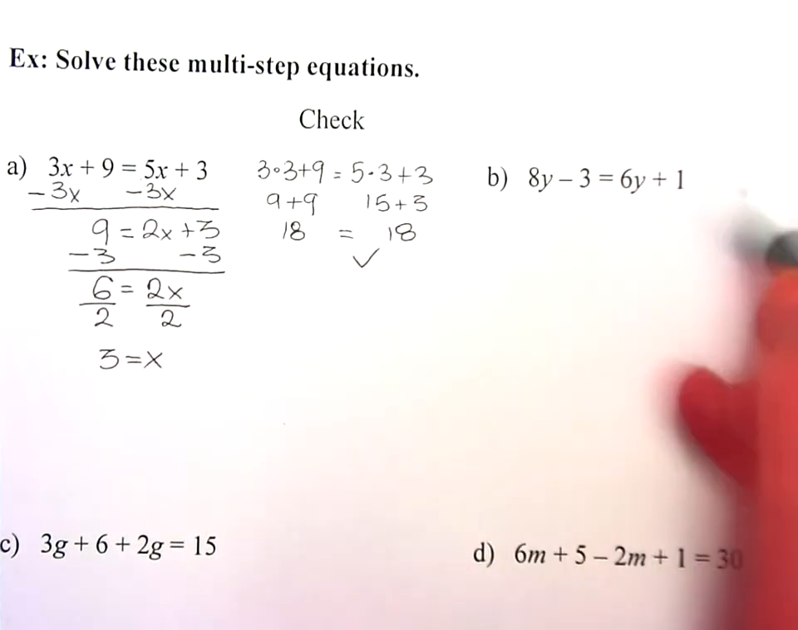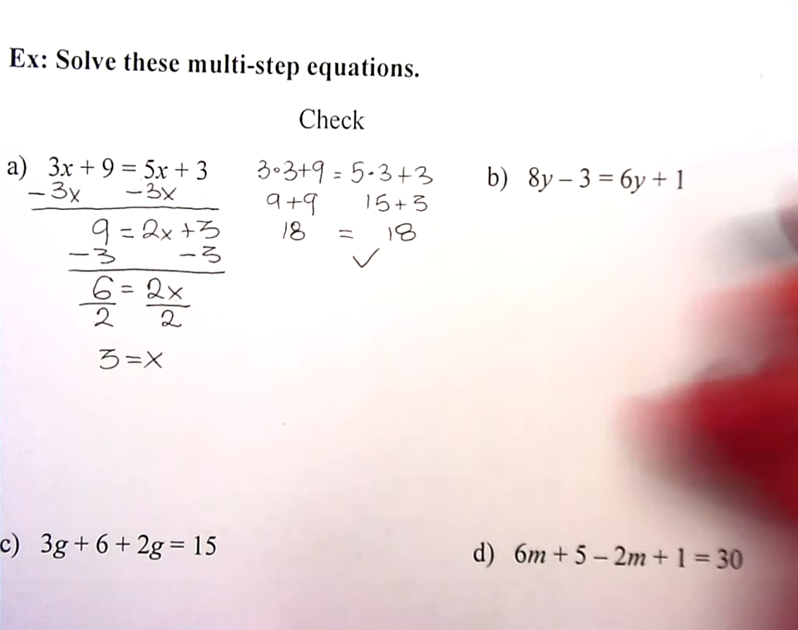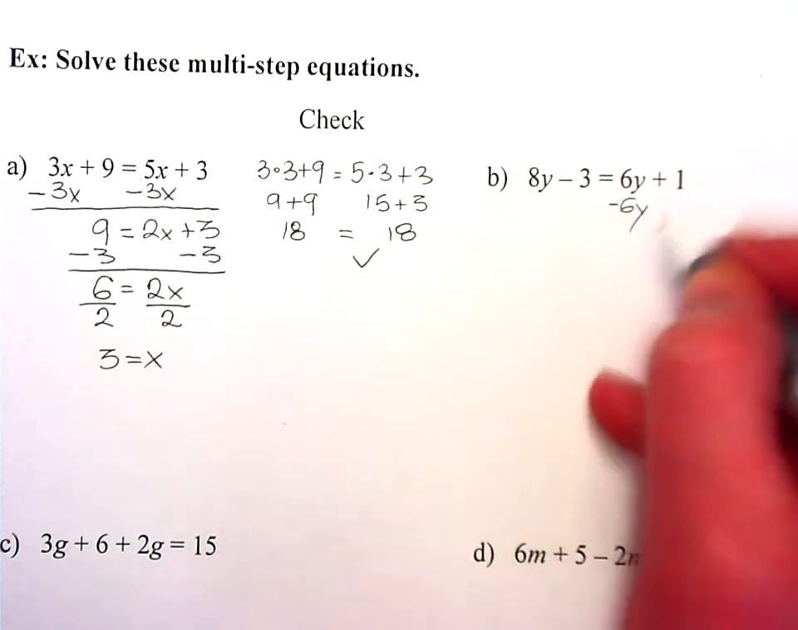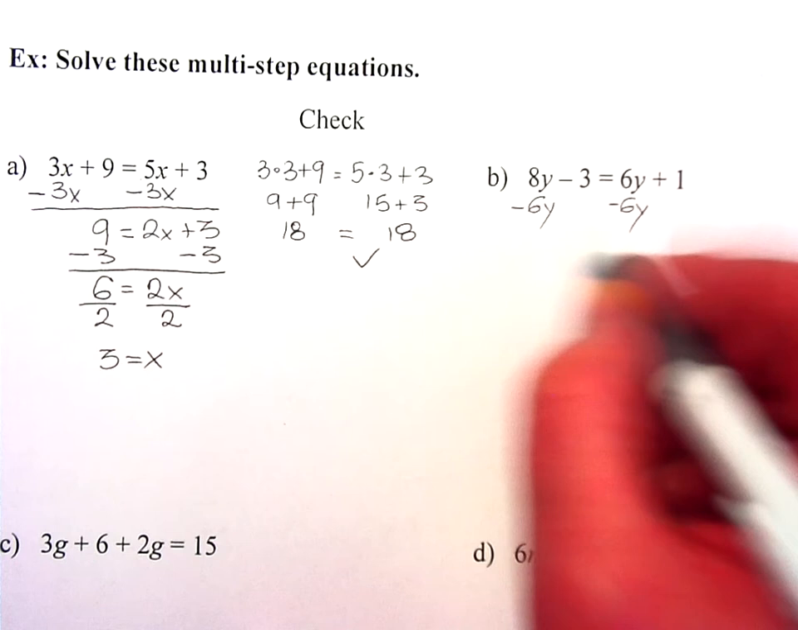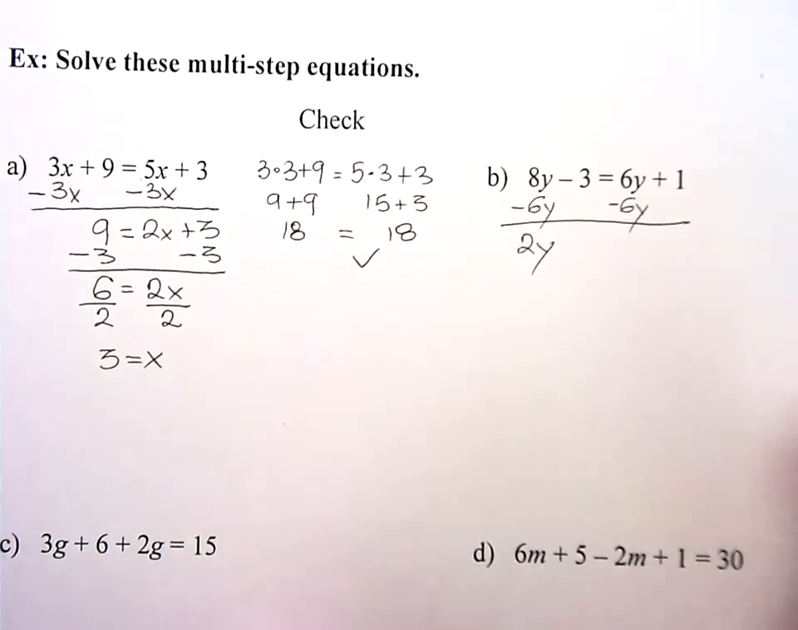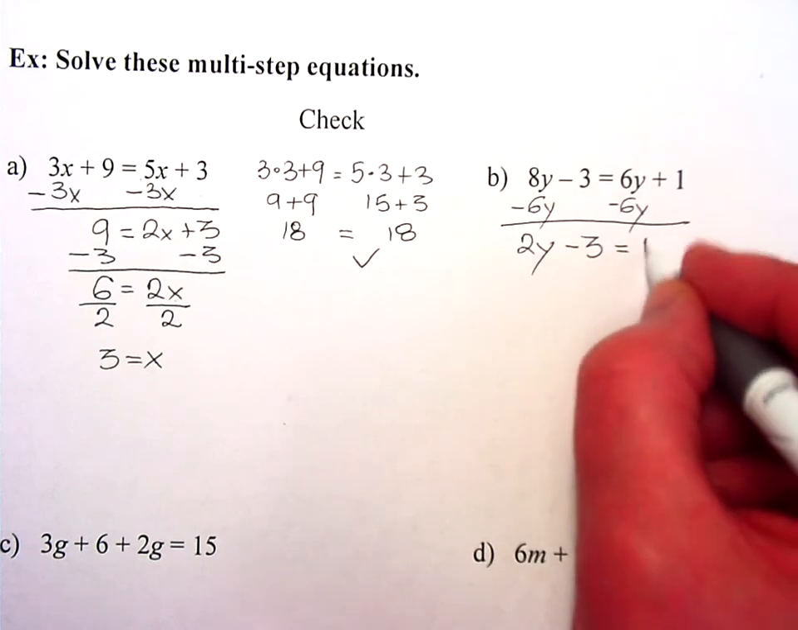Let's look at the next example. So here I have again variables on both sides. So I need to cancel one of them. That's my first step. I will cancel 6y because if I subtract it from both sides, I will end up with a positive 2y on the left. And I still have minus 3 there. On the other side I have 1.